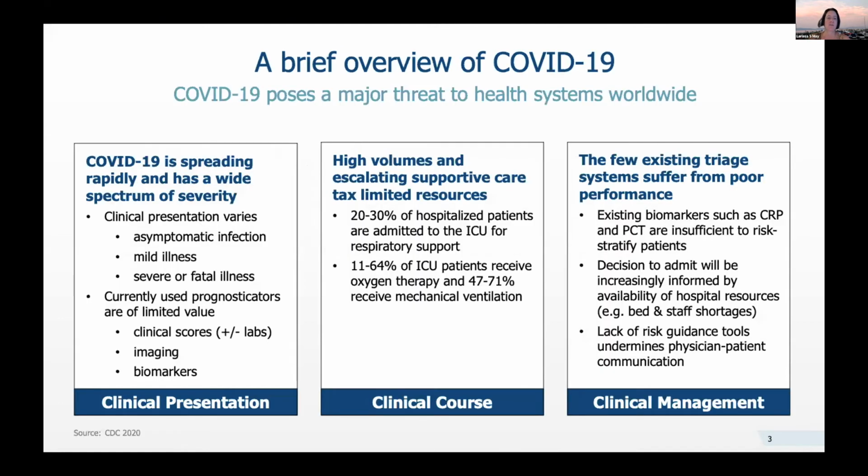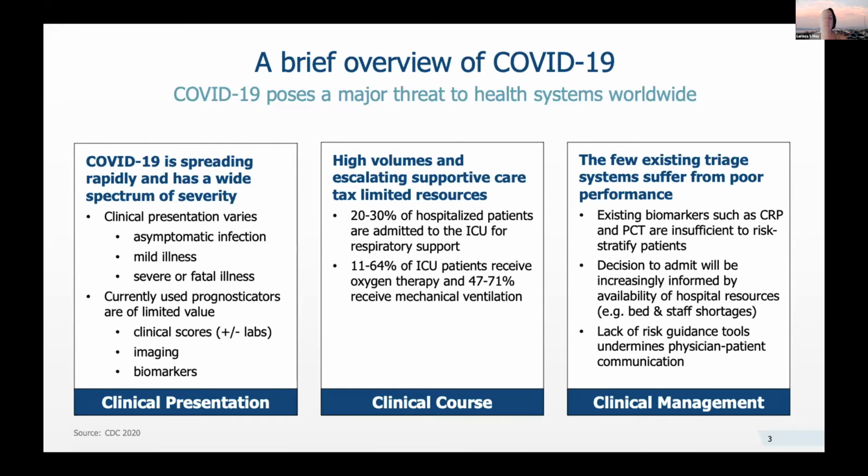So just a brief overview of COVID-19. So we know, particularly in many parts of the world, that COVID-19 is continuing to spread rapidly and has a very wide spectrum of severity. So in some patients, we end up seeing asymptomatic or very mildly symptomatic infections, such as mild upper respiratory infection. We also can see severe or fatal illness, including hospitalization, mechanical ventilation, and death. And this, I would need to say, has disproportionately impacted persons of color. Particularly in California, we've had a great impact on our Latinx population. And so there's a disparity here that also needs to be addressed.